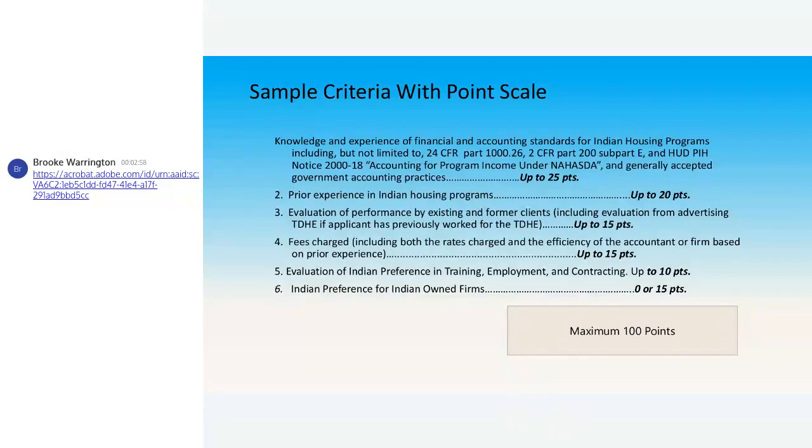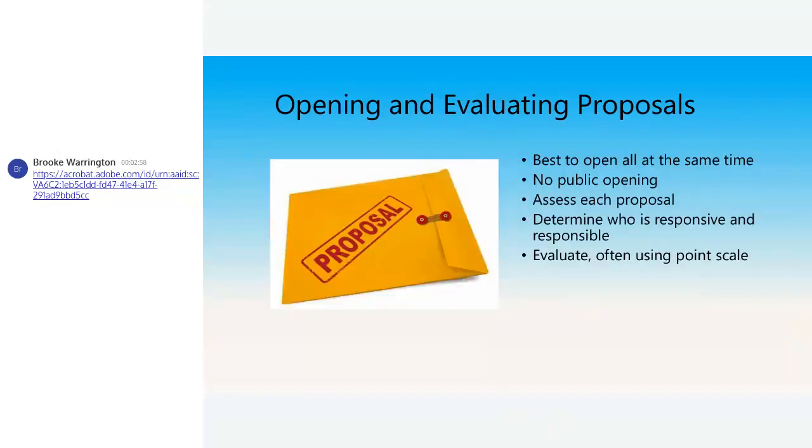Yeah, we can give them up to 25 points. Prior experience in Indian housing programs, you can give up to 20 points. Evaluation of performance by existing and former clients, including evaluation from advertising TDHE if applicant has previously worked with TDHEs, up to 15. Fees charged, including both the rates charged and the efficiency of the accountant or firm based on prior experience. Evaluation of Indian preference in training, employment, and contracting, up to 10. Indian preference for Indian-owned firms, 0 to 15, maximum of 100 points.